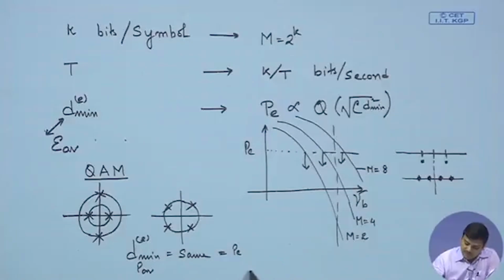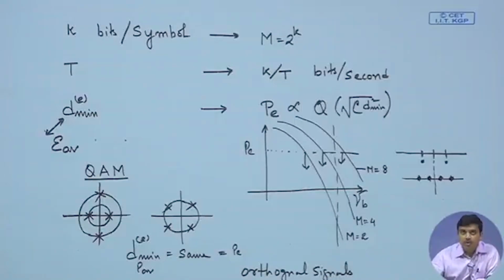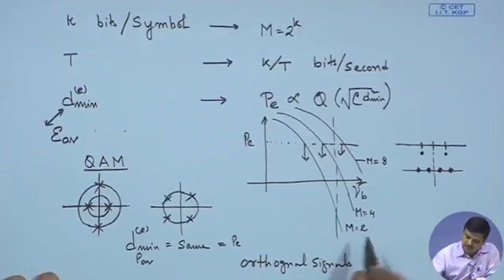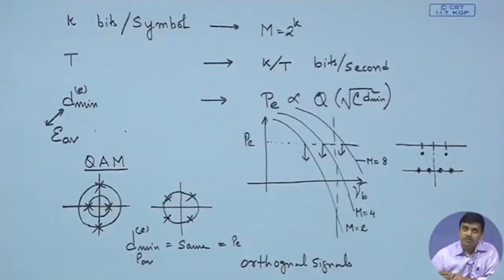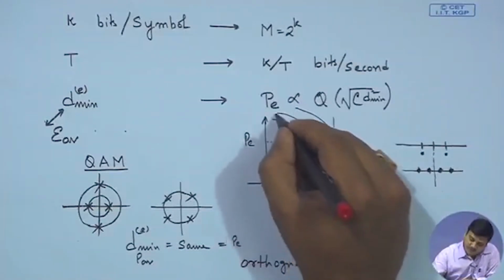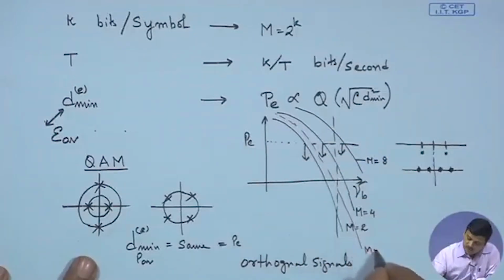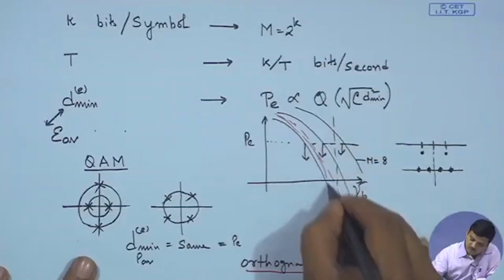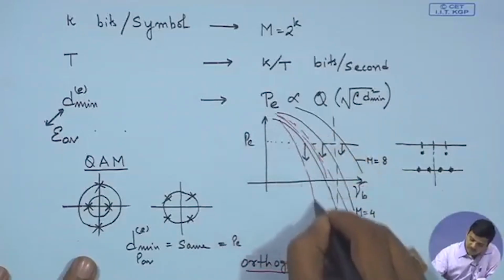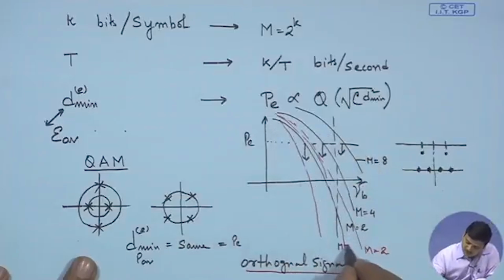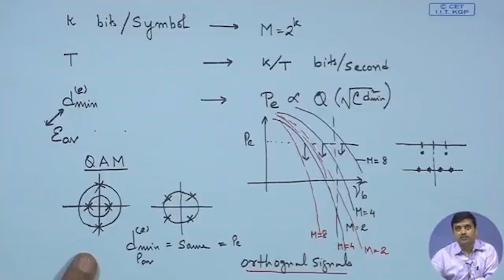Whereas, when we studied orthogonal signals, what we found is that the probability of error curves behaved in a different way. So, if this was the probability of error for M equals 2, for M equals 4 it could have been here, M equals 8. So, we could roughly say M equals 4, M equals 8 and so on and so forth.